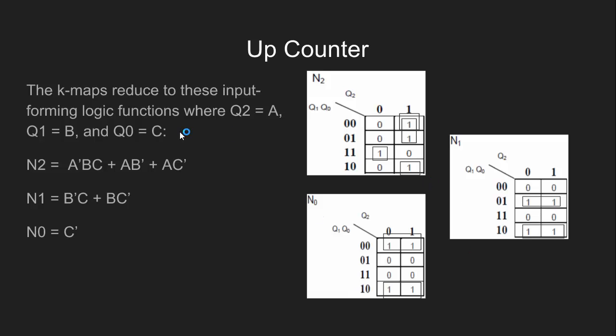These 3 K-maps reduce to the following 3 functions, where A represents Q2, B represents Q1, and C represents Q0. Though the transition table was simple enough, the formulas turned out to be somewhat more complex, particularly for N2. N0, of course, is relatively simple. If you gather both the top and bottom inputs into a single loop, it reduces simply to not C. An interesting thing to note is that the formula for N1 can also be represented by B exclusive or C.